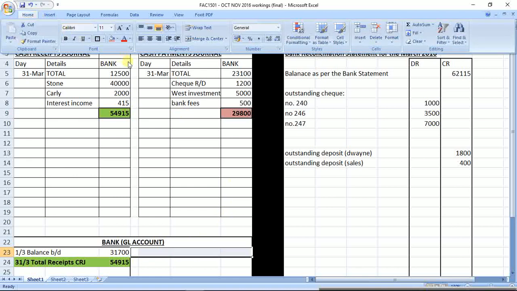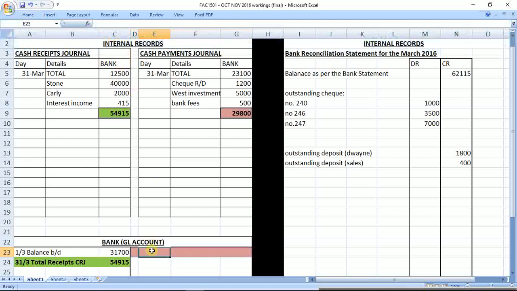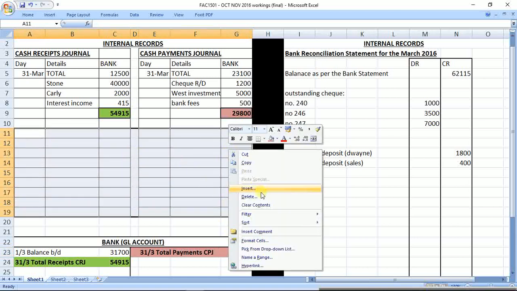What are we going to write? We had total receipts earlier, so now we have total payments. Cash payments journal, amount equals that, 29,800. Got that? Okay.